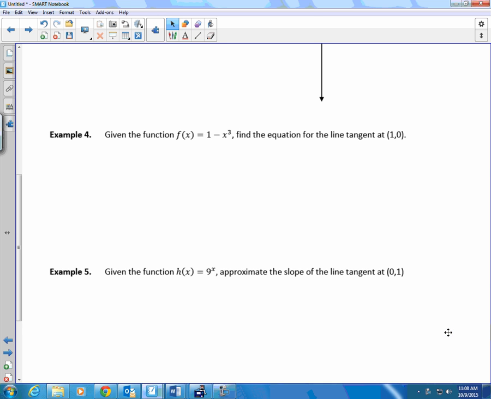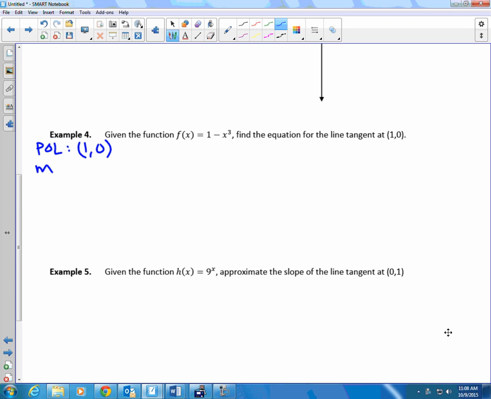Okay, so we pick up from yesterday where we're looking at the given function f of x is 1 minus x to the third, and the equation of the line tangent at (1, 0). So in order to write the equation for a tangent line, what two things do I need? A point on the line and the slope. Now the point on the line is (1, 0), but for slope, we're going to get rid of definition 1.